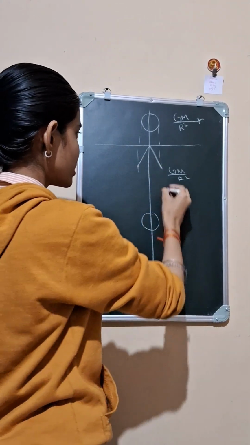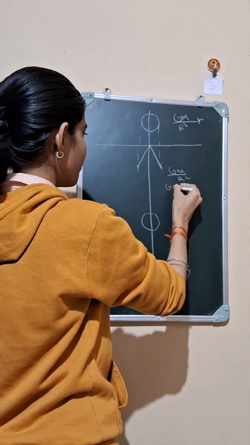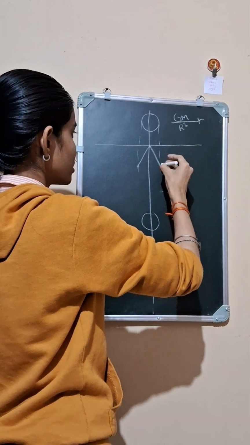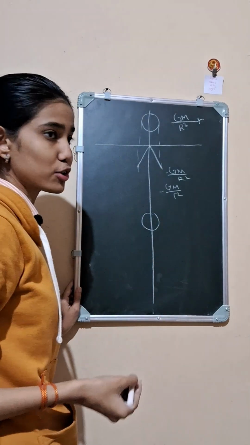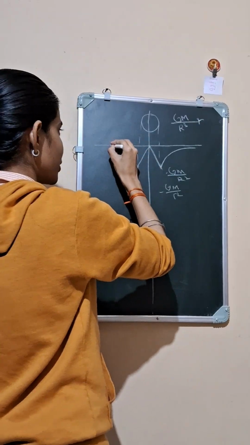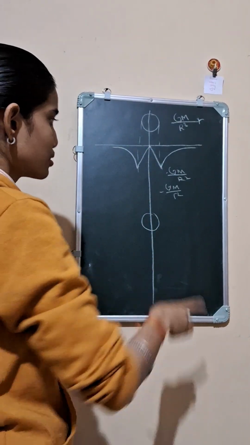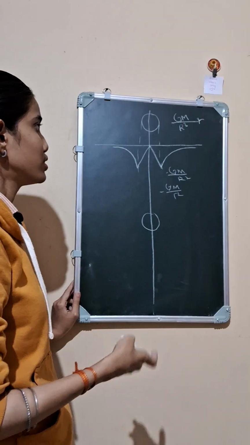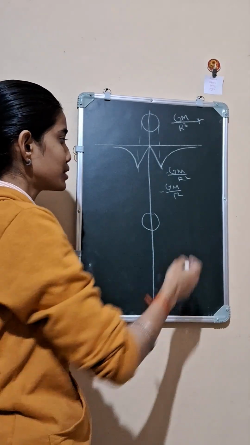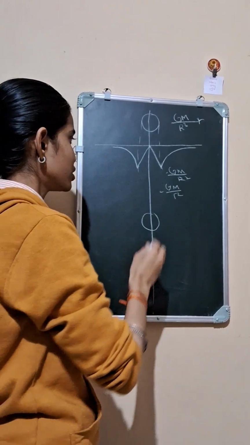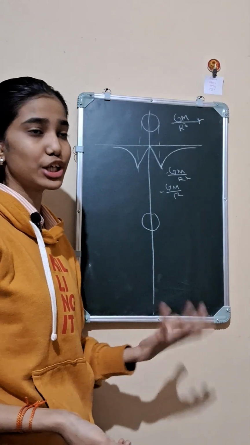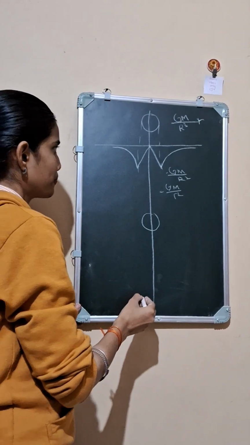And outside the surface it is GM by small r square, so it will decrease, being inversely proportional to r square. Actually I am talking about magnitude. The value will increase in magnitude, as there is a negative sign. Here you have to ignore the sign, because the sign indicates the nature of the force, being attractive or repulsive.